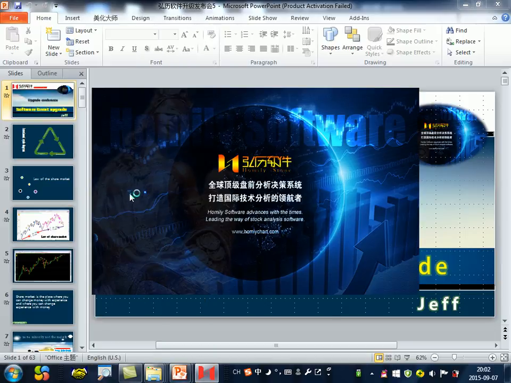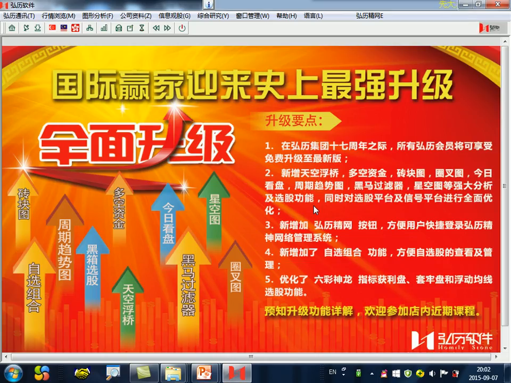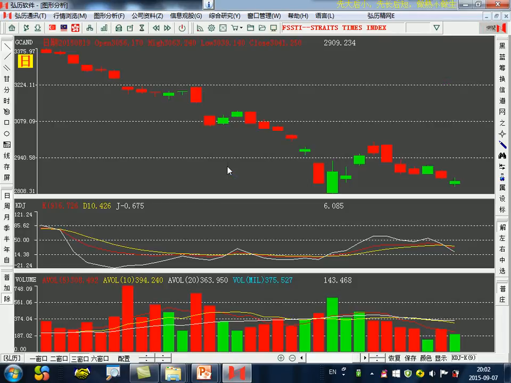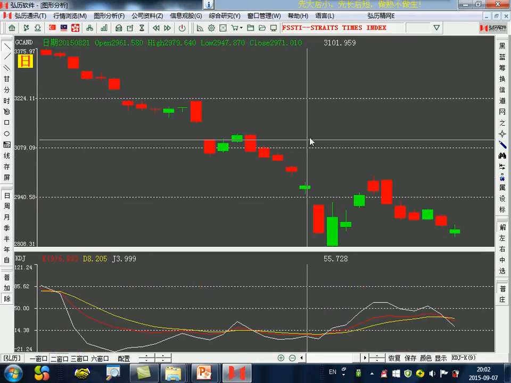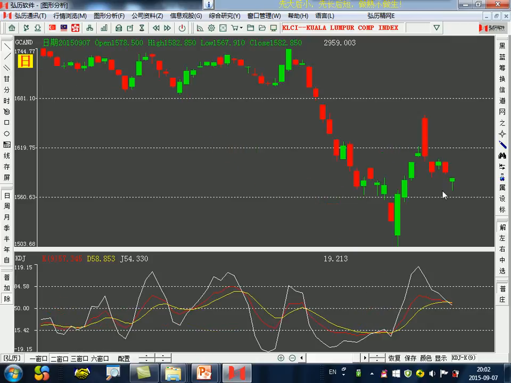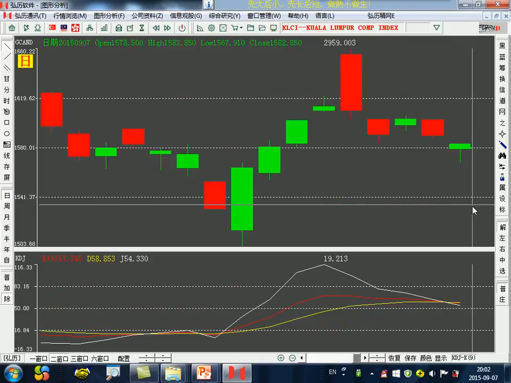And this upgrade is the greatest upgrade. We updated more than 20 new special functions, but most of them are fundamental analysis functions. Okay, this is a market first.